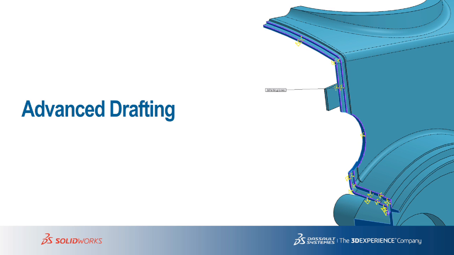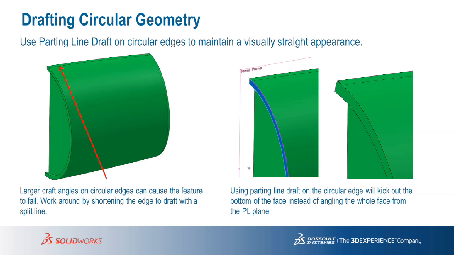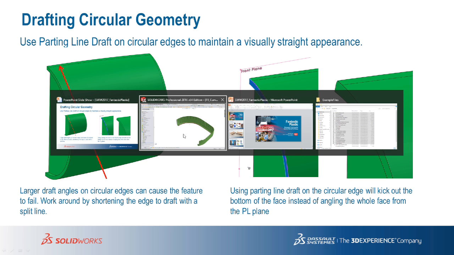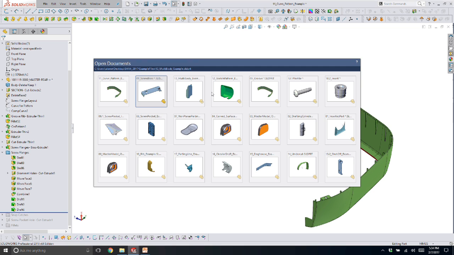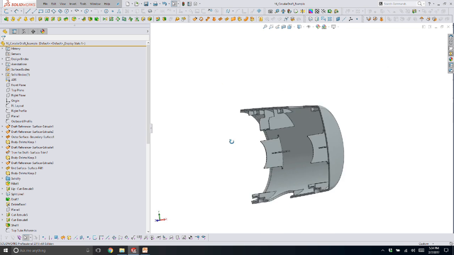Advanced drafting. So we took a look at this draft before, but I want to touch on a couple different techniques for adding kind of weird draft to maintain visual styling of parts. So here, this was a circular part, and this outside lip needed to be textured. Let's sketch where we want. Circular draft. Okay.